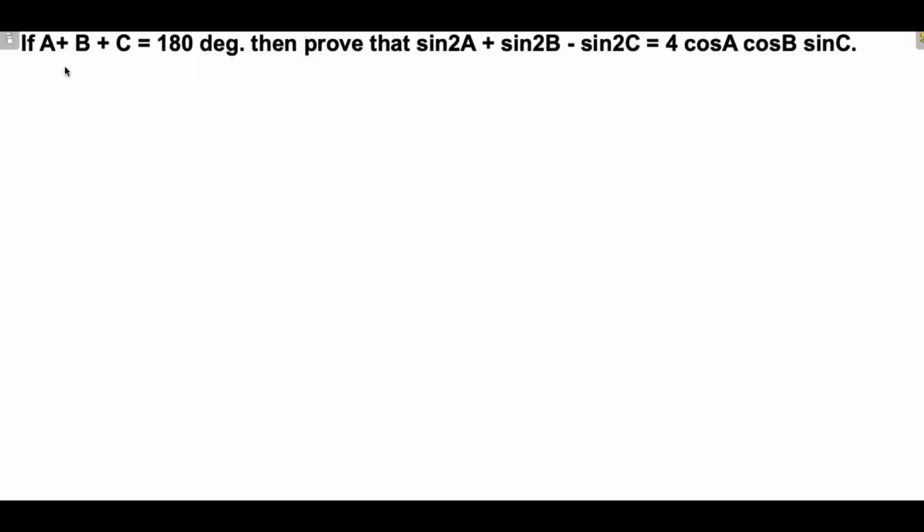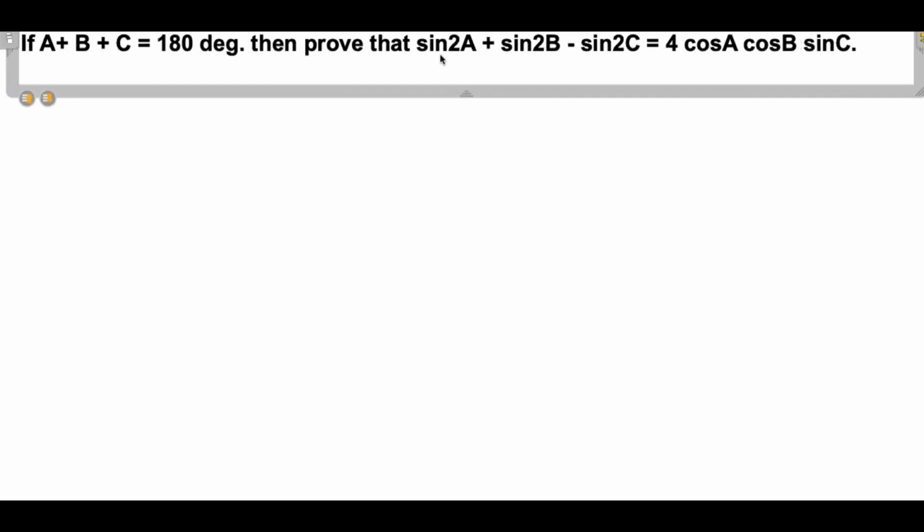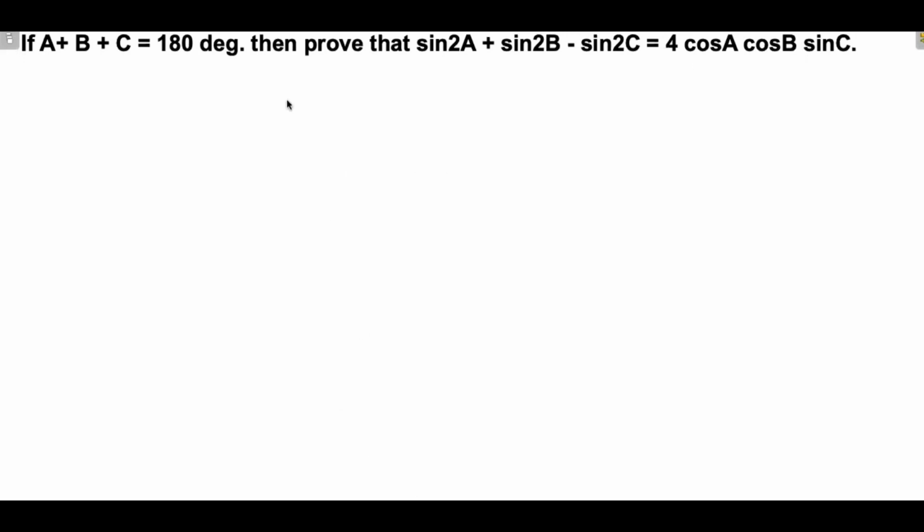So what is given is that A plus B plus C is 180 degrees. It means that they are just the angles of a triangle. So what we need to prove is that sin 2A plus sin 2B minus sin 2C is actually going to be 4 cos A cos B cos C. Right. So I'll start with this LHS. So we'll start with sin 2A plus sin 2B and then minus sin 2C. So this is my LHS.